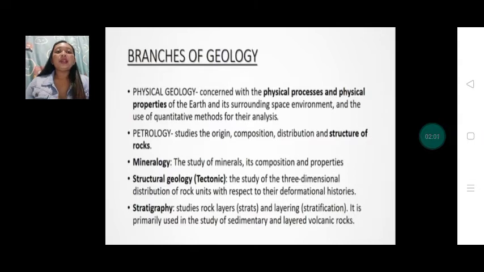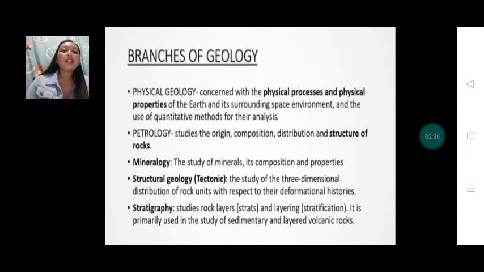So the next one is structural geology or tectonics. It is the study of the three-dimensional distribution of rock units with respect to their deformational history. So, the structure of rocks. And the next one is stratigraphy. Stratigraphy studies rock layers, which are strata, and the layering, which is stratification.